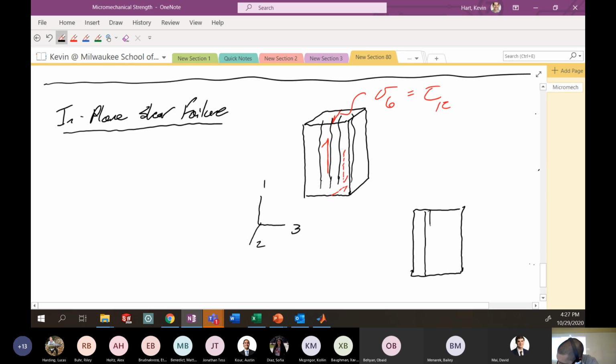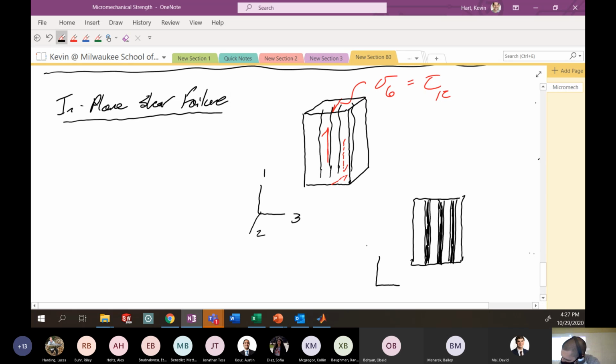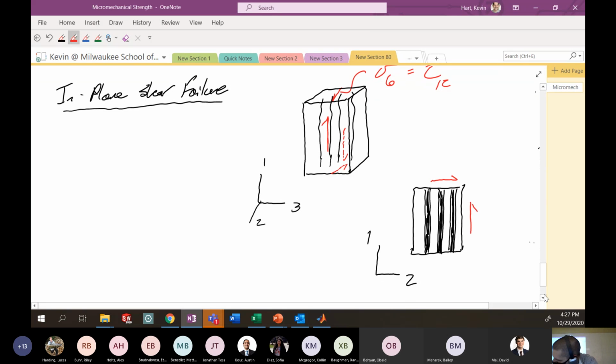So here's our fibers that are running through, exaggerating them a bit. Here's our 1, 2 plane. It's a little easier to see the shear if we draw it in this general direction. So positive 1 face, positive 2 direction, positive 2 face, positive 1 direction, negative 1 face, negative 2 direction, negative 2 face, negative 1 direction. This would be your applied sigma 6, which is tau 1, 2. This is a pure shear mode on your composite.